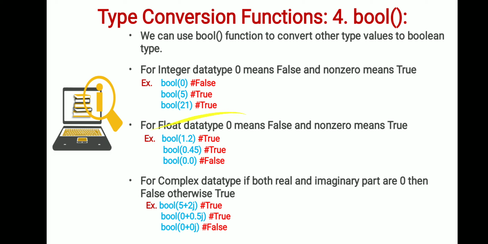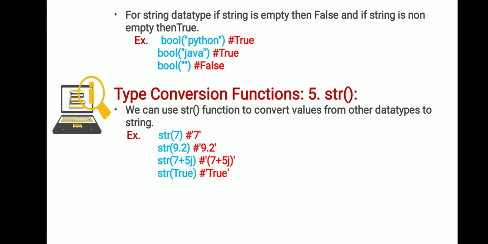Now if you want to convert a string value into a boolean value, then if the string is empty, it will be converted into false, and if the string is non-empty, it will be converted to true. Now see the example, bool of "python". Python is a non-empty string, so it will be converted into true. Then bool of "java", so java is also a non-empty string, so it will be converted to true.